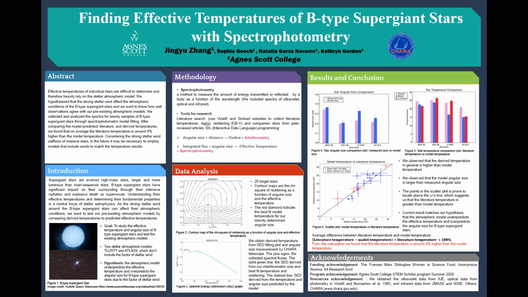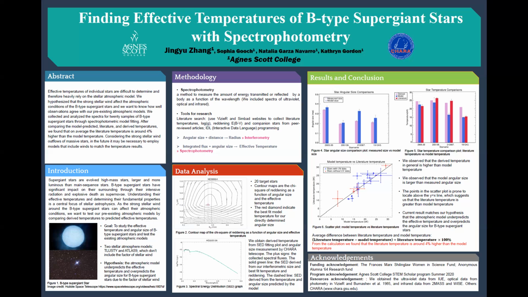So figure 4 indicates that the model angular size is higher than the measured angular size. And figure 5 shows that derived temperature in general is higher than the model temperature. We also plotted a scatter plot of model temperature versus literature temperature with all 20 samples we have. As figure 6 shows, the points in the scatter plot tend to locate above the y equals x line, which suggests that the literature temperature is higher than the model temperature. From the calculation, we find that literature temperature is around 4% higher than the model temperature.